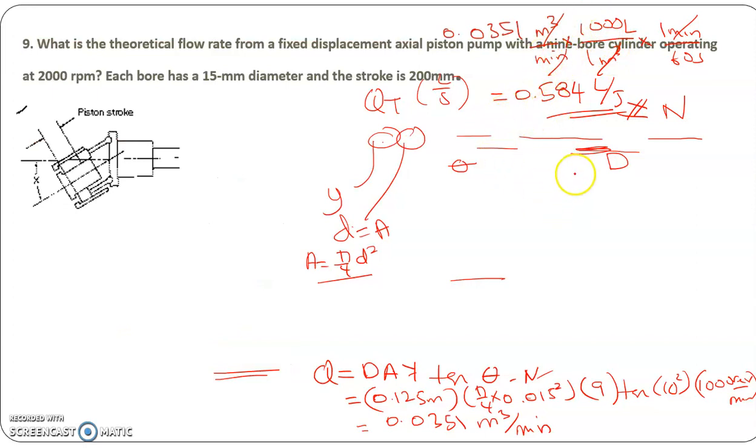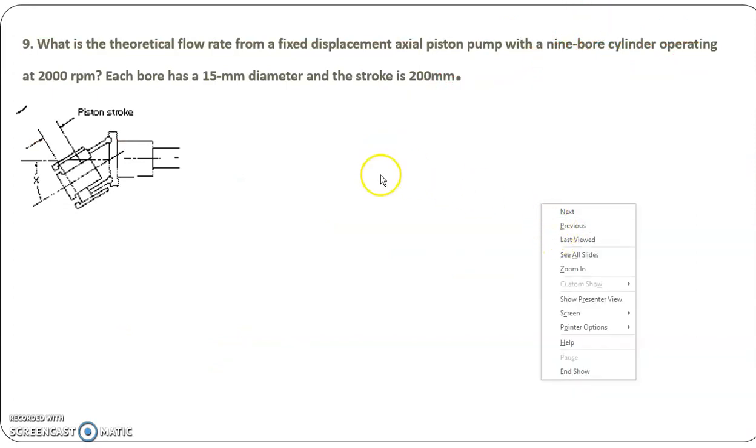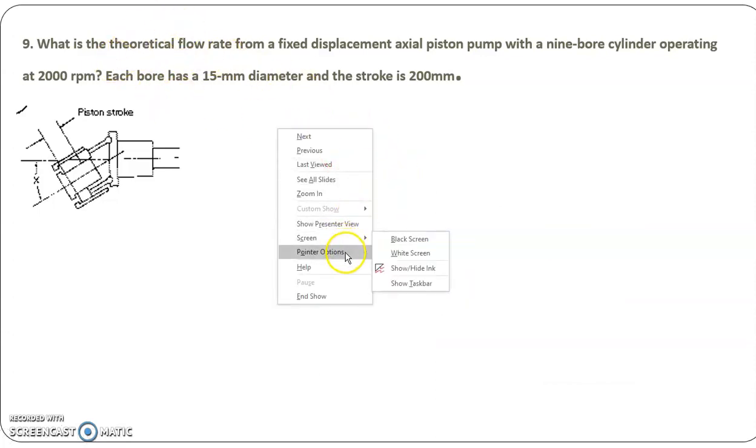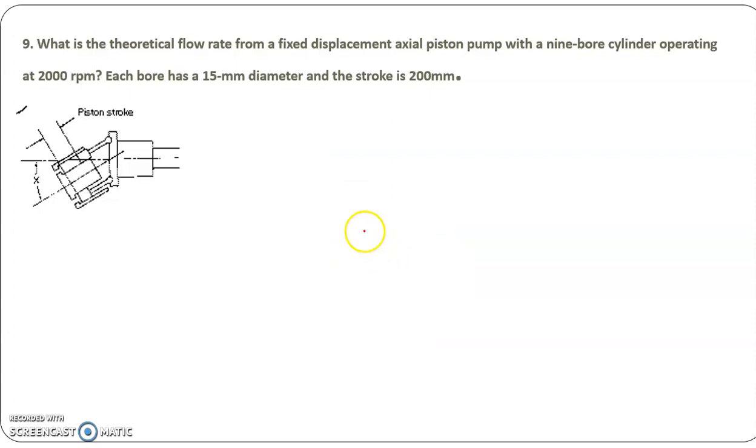Next, I take this question from the tutorial. We can solve it together. What is the theoretical flow rate for a piston pump with a 9-bore cylinder operating at 2000 rpm? Each bore has 15 mm diameter and the stroke is 200 mm.